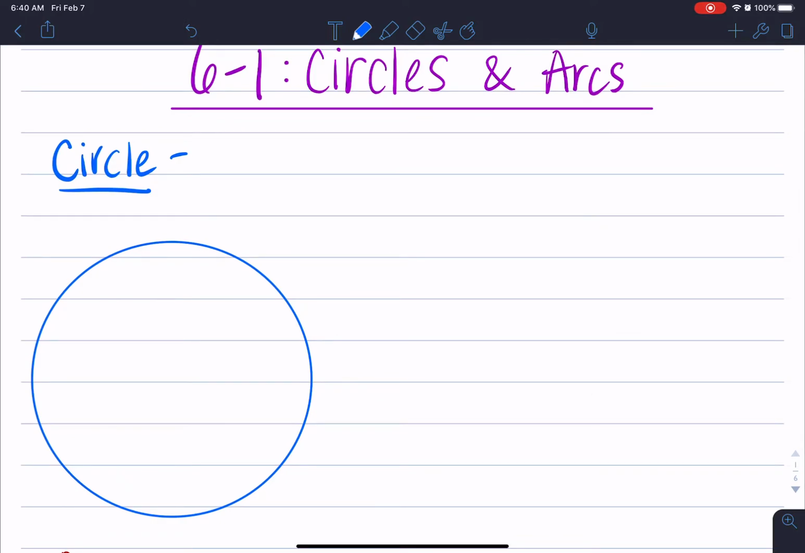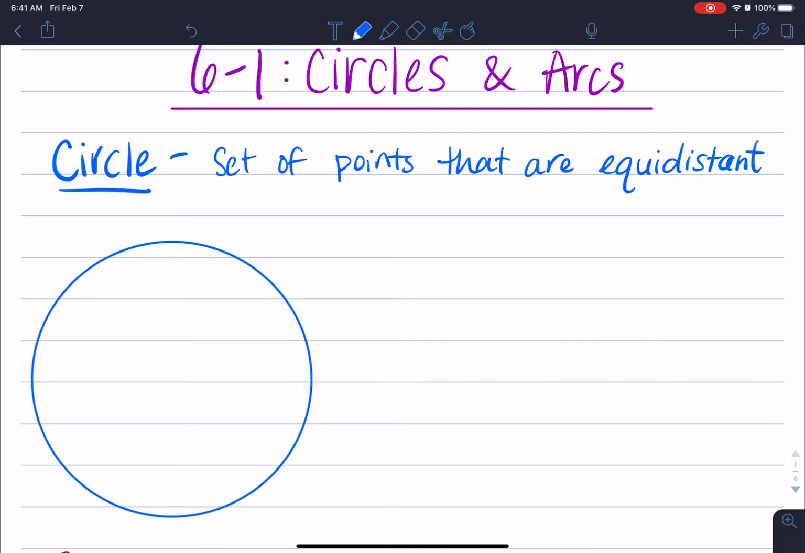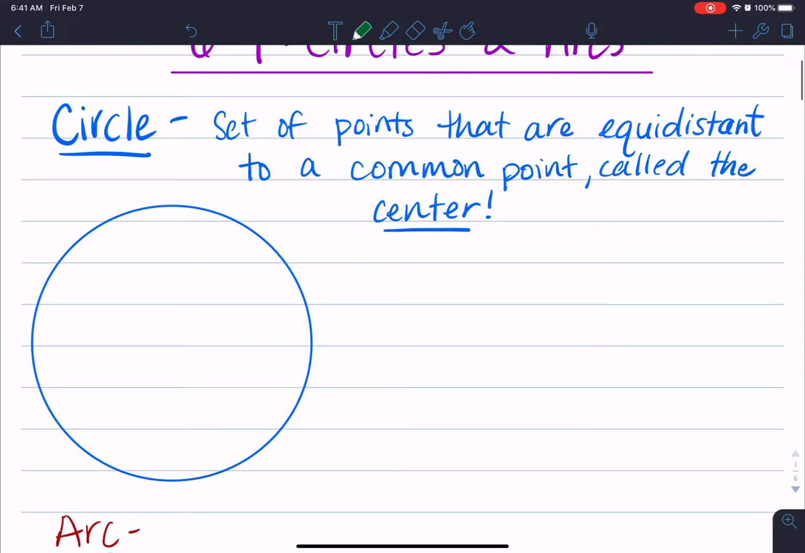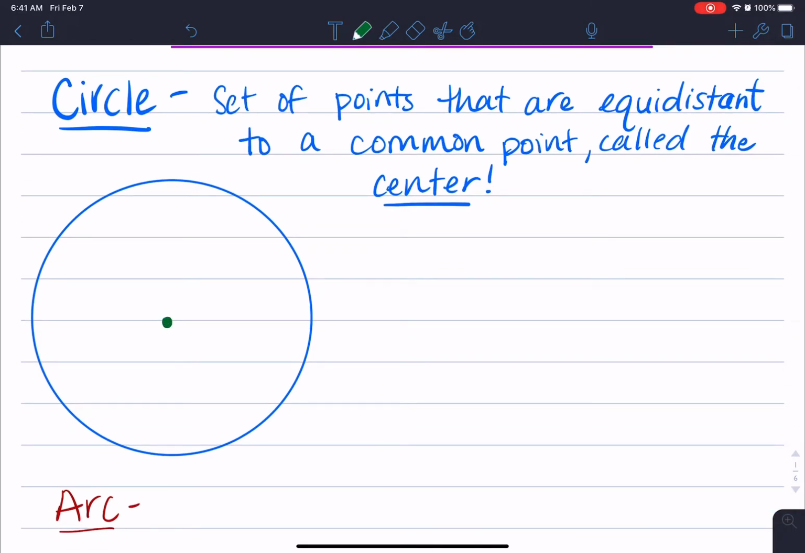So let's define our fancy little math definition of a circle. A circle is simply a set of points that are equidistant. Remember, that means equal distance. Equidistant to a common point called the center. So this is our circle. Our center, what do we call this circle? We'll call it C for circle, okay?